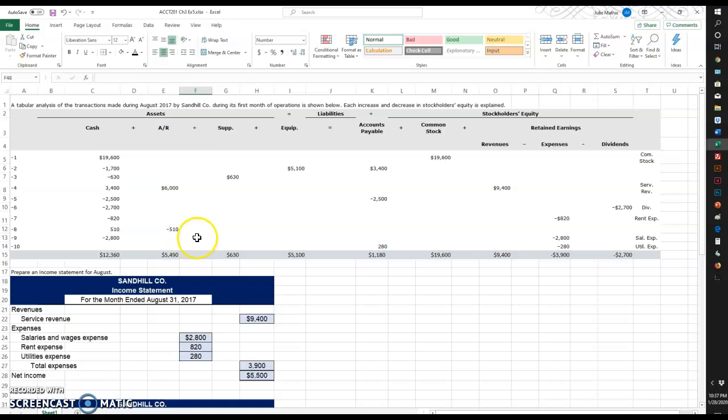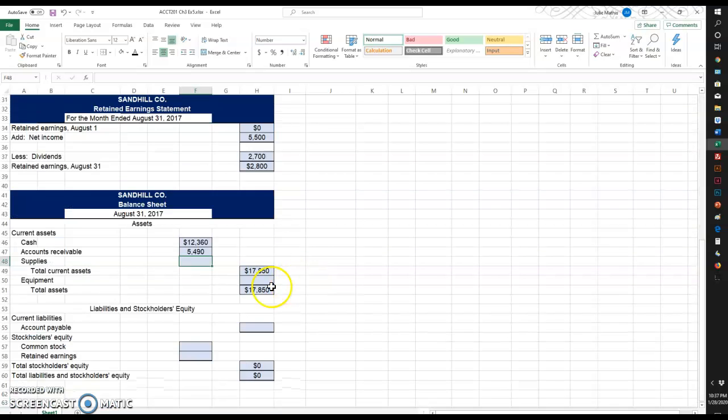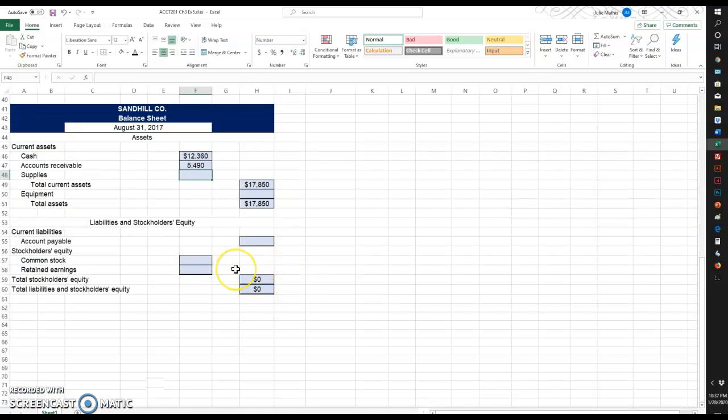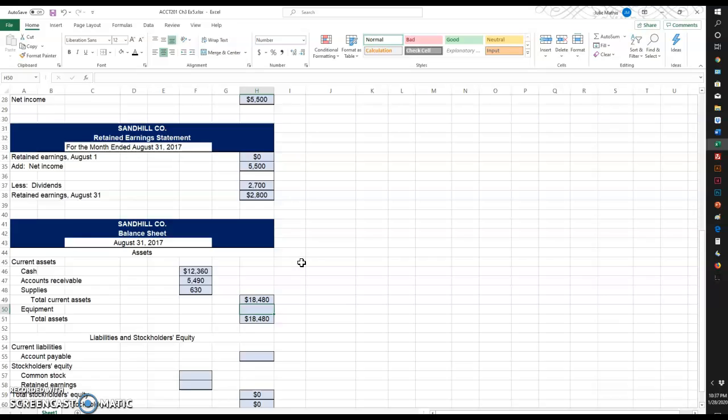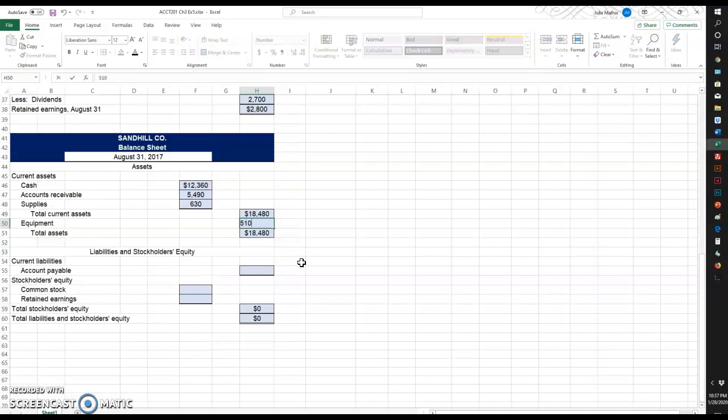Supplies, $630. That gives us a total current assets of $18,480. I'm going to put in our equipment is $5,100. And that gives us our total assets of $23,580.